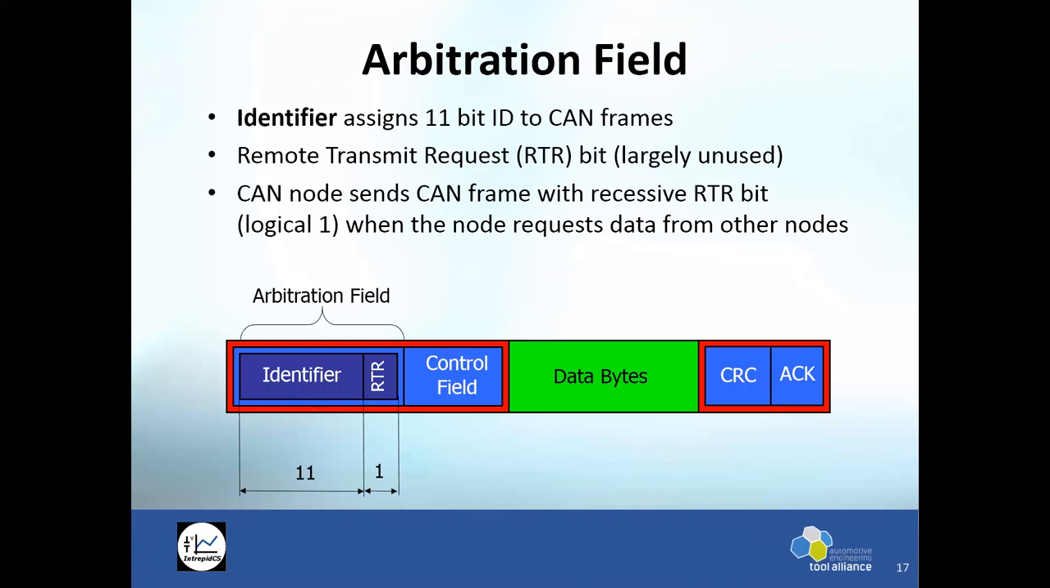The arbitration field is 11 bits, and it's followed by an RTR bit, which is called the remote transmit request. It's largely unused. In my 25-year career in automotive, I've never seen the RTR bit used. I don't know if you guys use it or not, but it allows you to request data from another node without putting out any data bytes. But like I said, I've never seen it used.